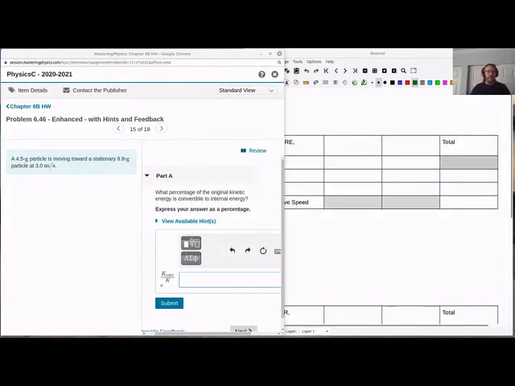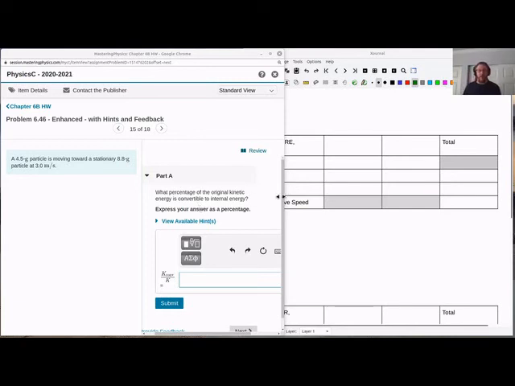Hi, in this video I'm going to be talking about problem 6.46, which was number 15 on our chapter 6b homework. You have a 4.5 gram particle moving towards a stationary 8.8 gram particle at 3 meters per second. And in the question, only one part to it, what percentage of the original kinetic energy is convertible to internal energy?